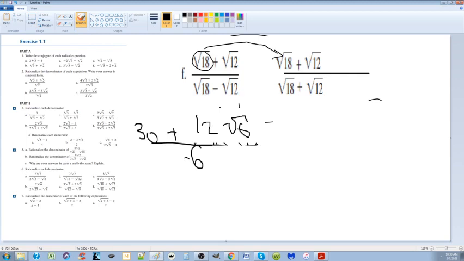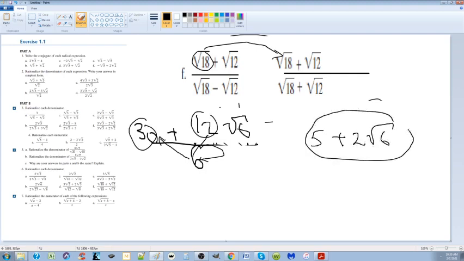Now I want you to notice that the 6 can go into the 30, the 6 can go into the 12, and the 6 can go into itself. So this divided by 6 becomes 5, plus 12 divided by 6 becomes 2, and the 6 at the bottom disappears. Look how simple that is. So we've turned something with a complicated looking fraction into a very easy number.